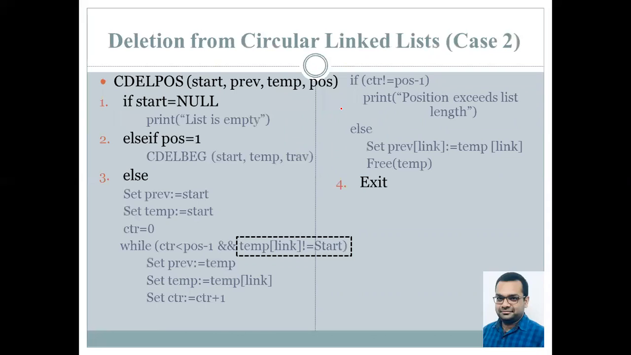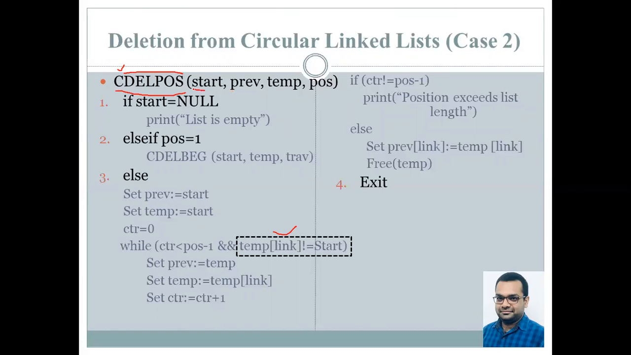So let's see how. In comparison to the same program for the singly linked list, the change over here is that in the singly linked list, we had temp's link not equal to null. Over here, the only change is that temp's link is not equal to start. And we have called our procedure C delete position, that is deletion in the circular linked list based on the position.